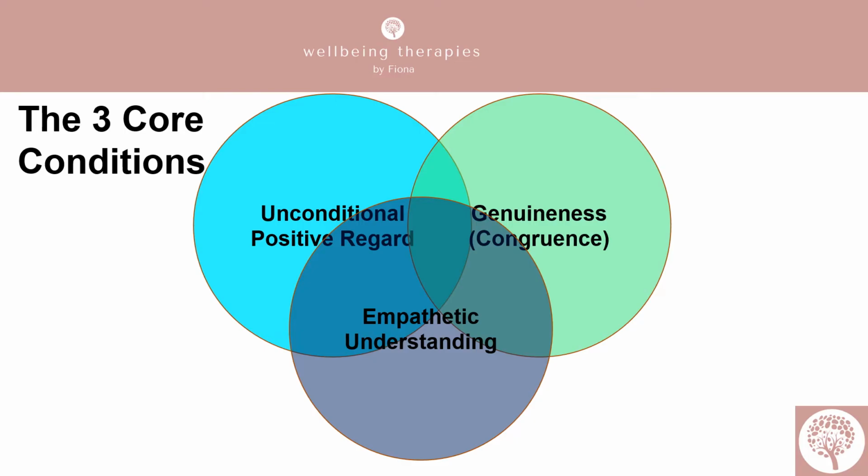Some of this slide recaps some of the information we did in the theory module. So just as a recap, the 3 core conditions, remember they are inextricably woven together, and the absence of any one of these conditions can impact on the ability of a client to open up, to talk about their story, and to feel safe to explore the changes they want to make.